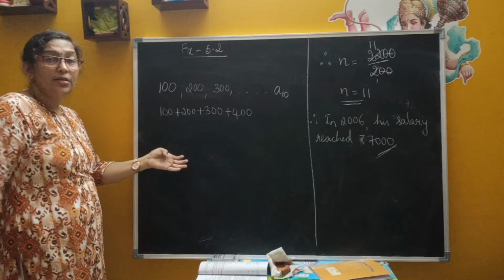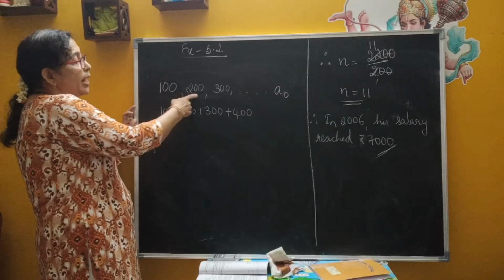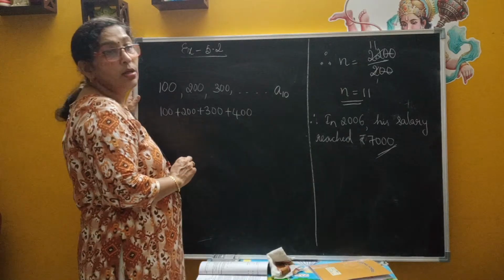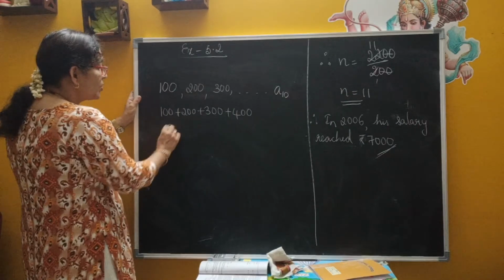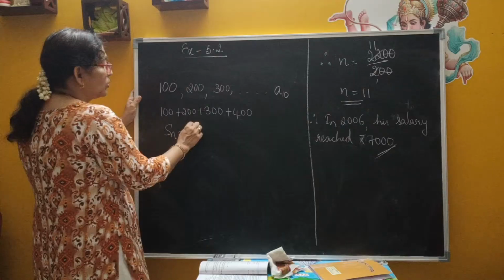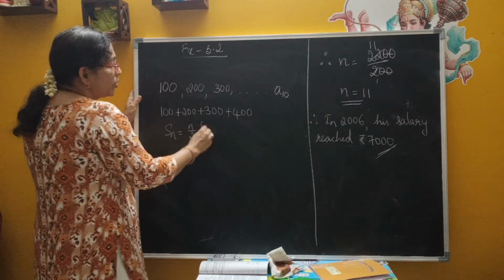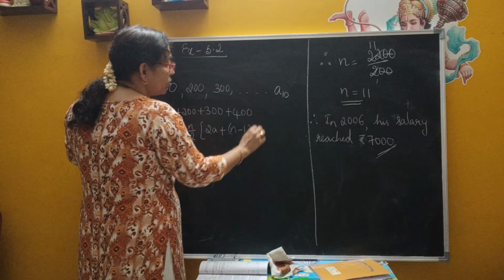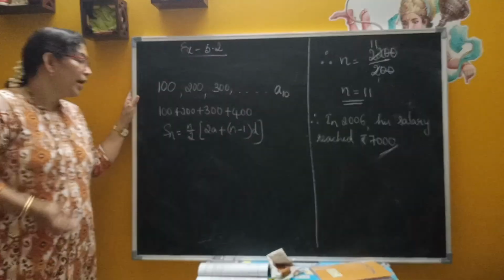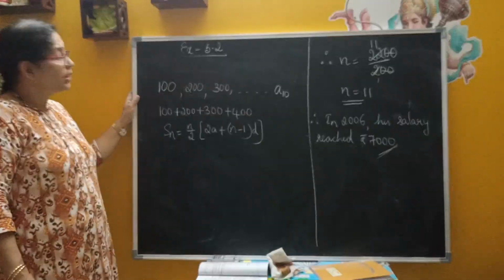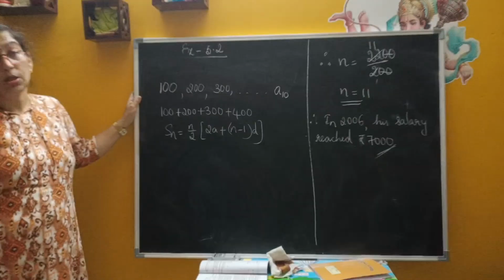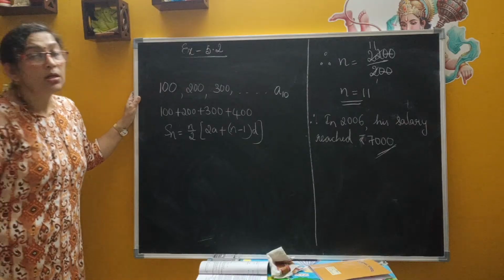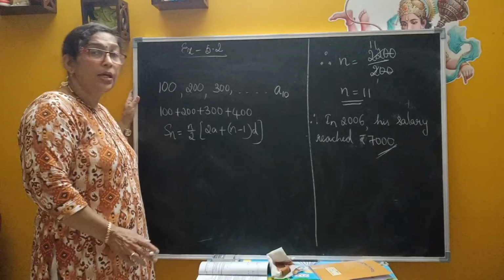Instead of doing all these things, if you know the first term and the common difference, you can use the formula and find the sum of those numbers. That formula is Sn is equal to n by 2 into 2a plus n minus 1 into d. This is the formula to find the sum of n terms. We are going to use the formula and solve the problems in exercise 5.3 in the next class.